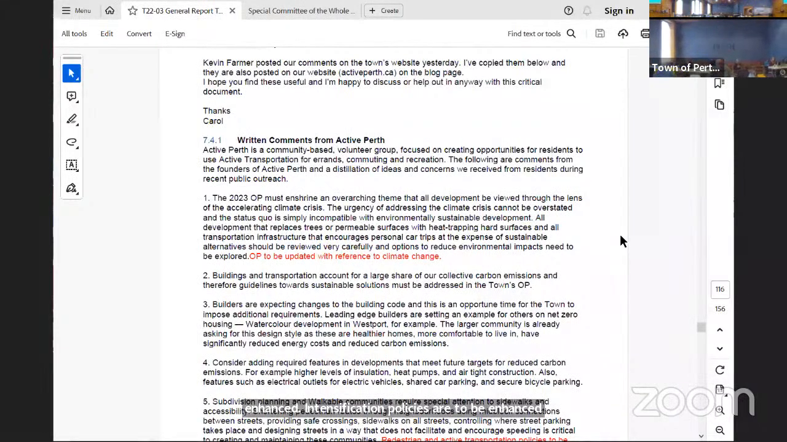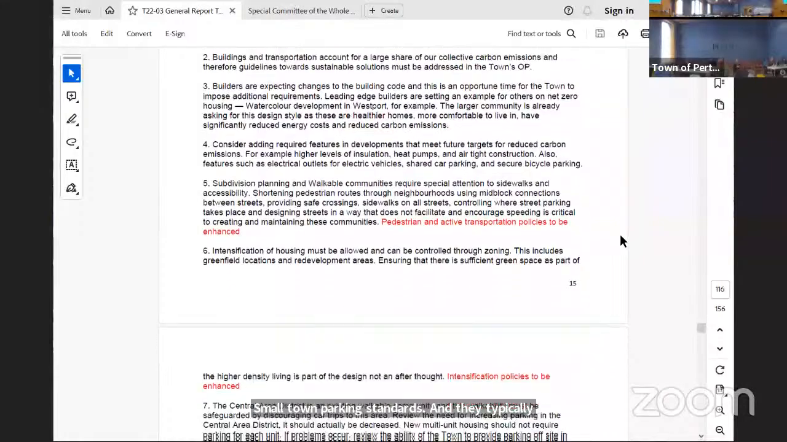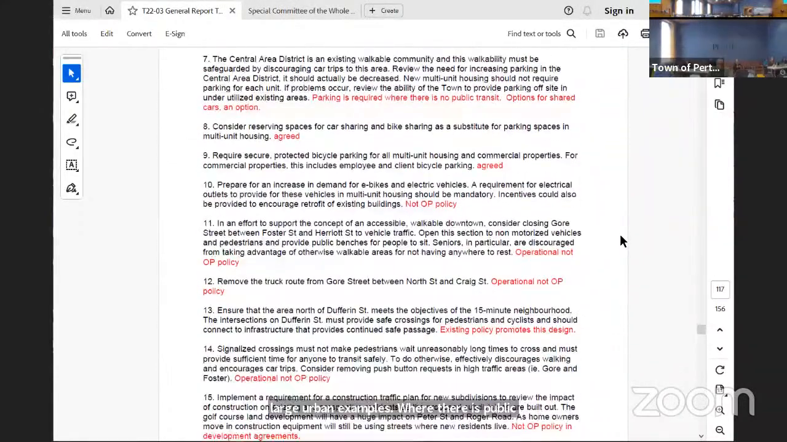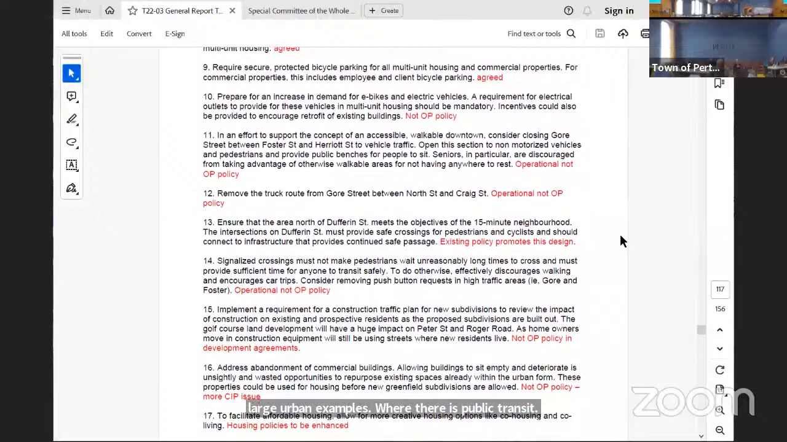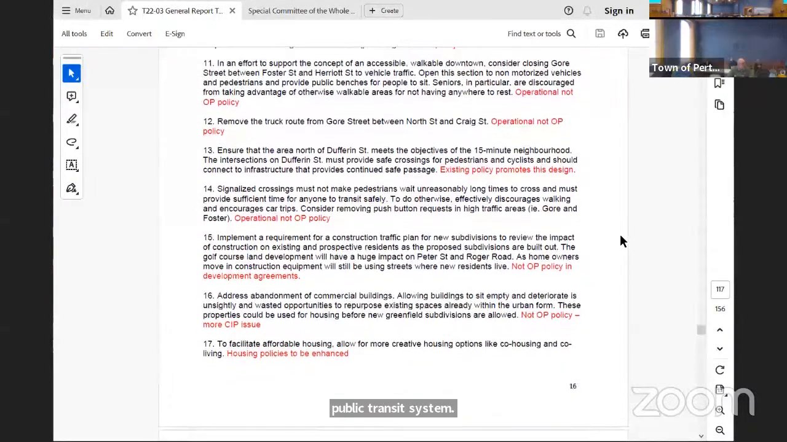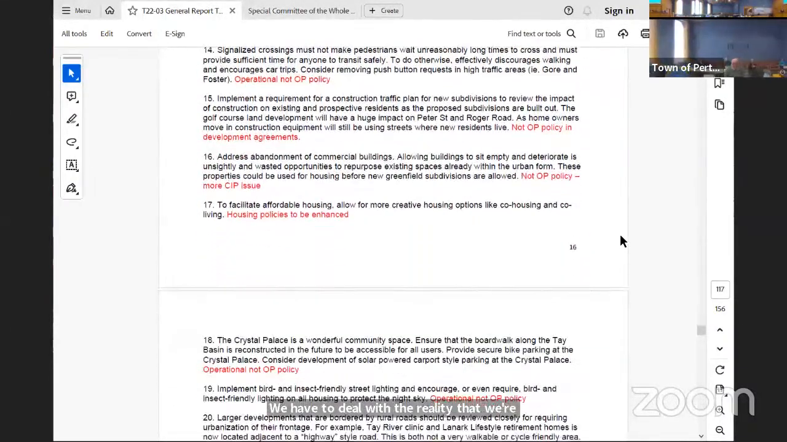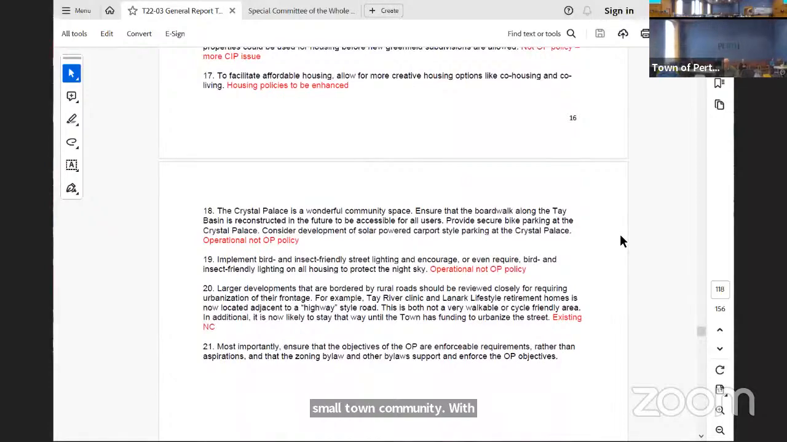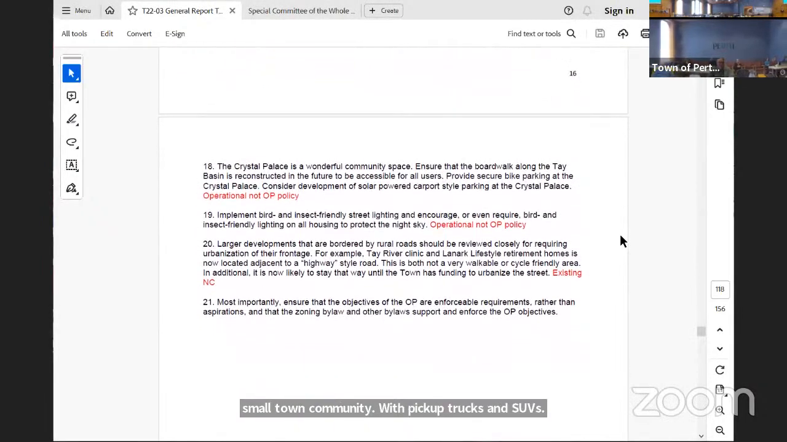One of the interesting things is people are quite often challenging small town parking standards. And they typically use large urban examples where there is public transit. Until such day as we get to the size of a Peterborough or a Kingston and we can afford to have a public transit system, we have to deal with the reality that we're a rural small town community with pickup trucks and SUVs. And that's what we have. And we have to plan for parking those.